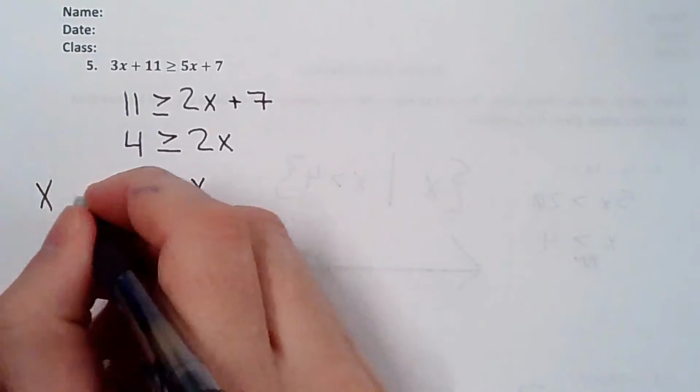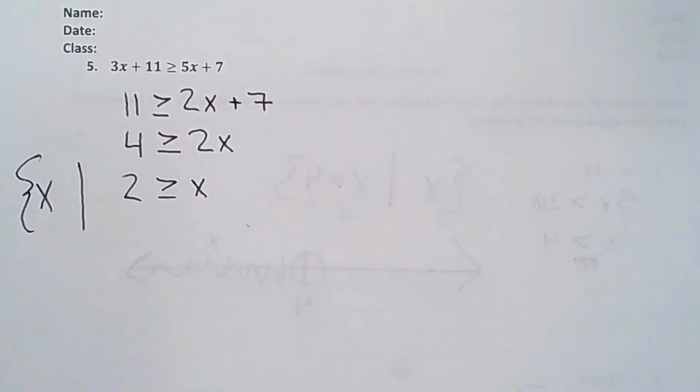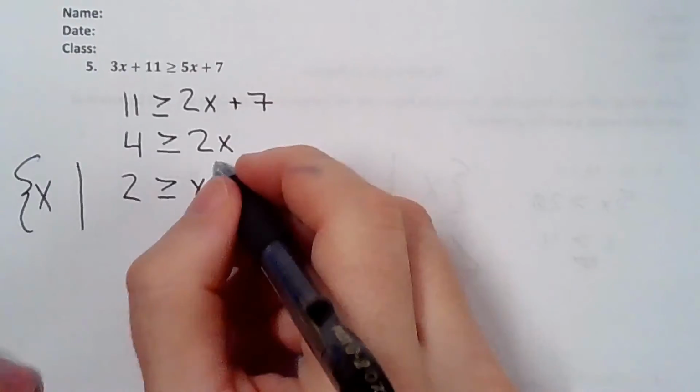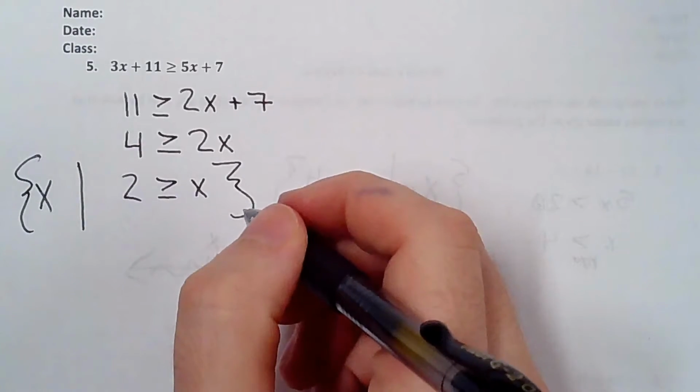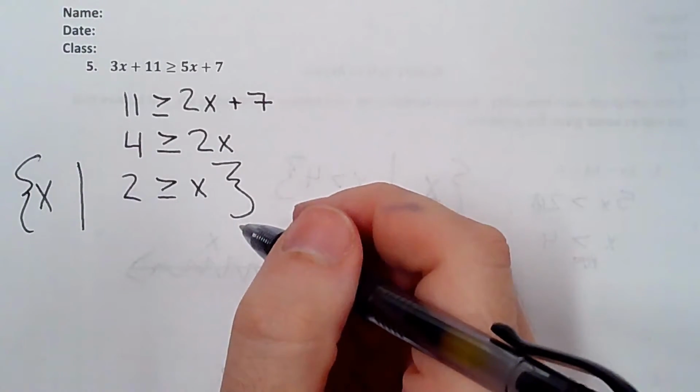Ta-da! Here's my notation. Good Lord, use the electric one in the back. What year is it? 2019.